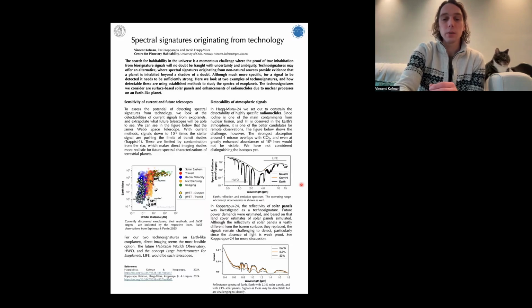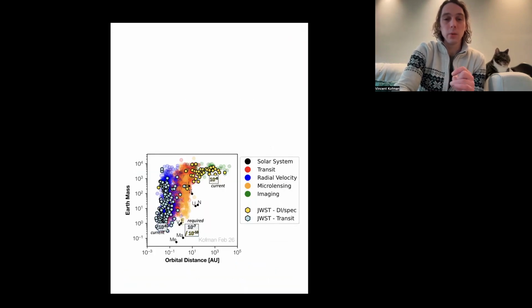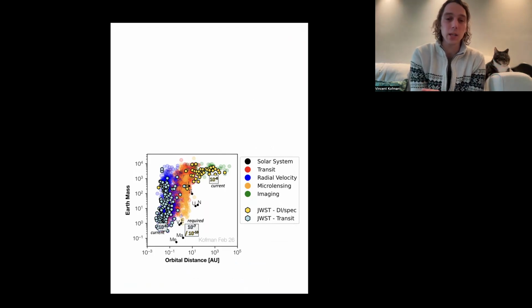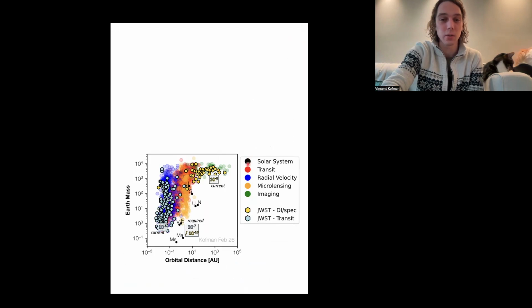The logic I want to go through here is we want to understand what we can detect using current telescopes, and then using that we will extrapolate what we need for observations and what we can see with potentially future observatories such as the Habitable Worlds Observatory and the LIFE mission. In this diagram, you see the Earth mass on the y-axis, and the orbital distance on the x-axis, and the different dots mark different exoplanets found with different observational techniques. So transit in red, radial velocity in blue, microlensing in orange, and direct imaging in green.